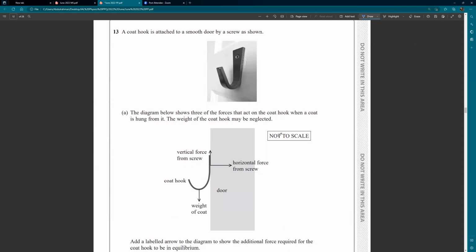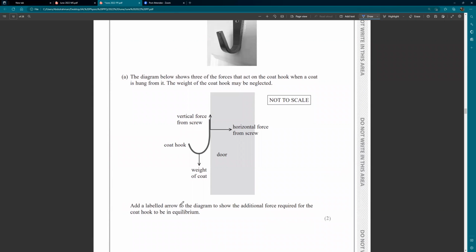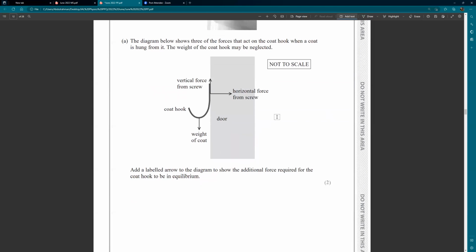A coat hook is attached to a smooth door by a screw as shown. The diagram below shows 3 of the forces that act on the coat hook when a coat is hung from it. The weight of the coat hook may be neglected. Add a labeled arrow to the diagram to show the additional force required for the coat hook to be in equilibrium. There are 2 conditions for equilibrium: no net force and also no net moment. So there can't be a resultant force either horizontally or vertically. There cannot be a net moment either clockwise or anti-clockwise. These must be satisfied for any system in equilibrium.